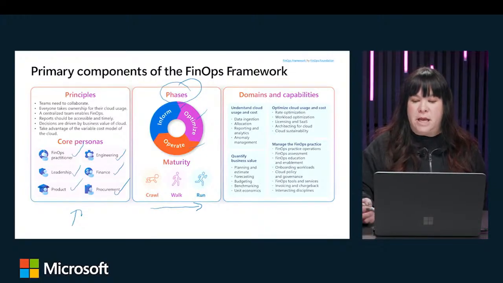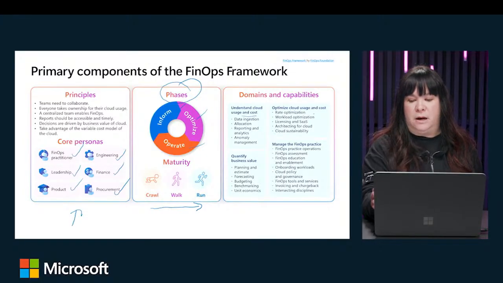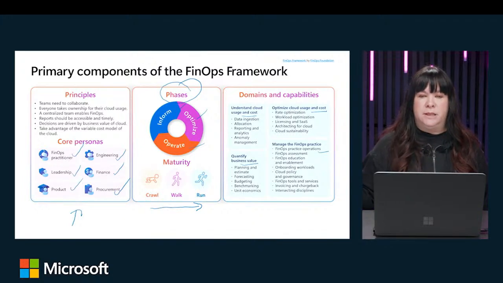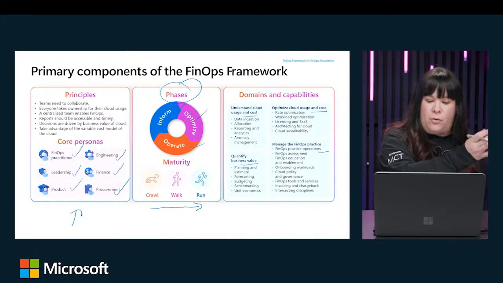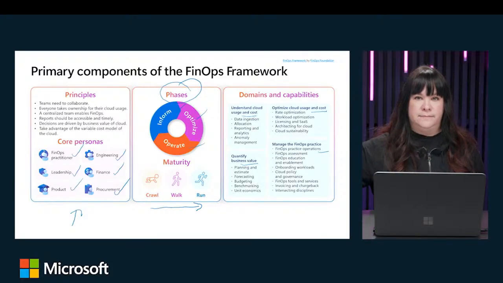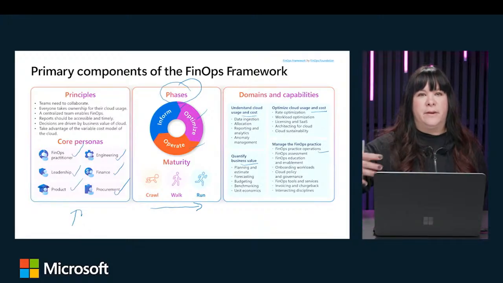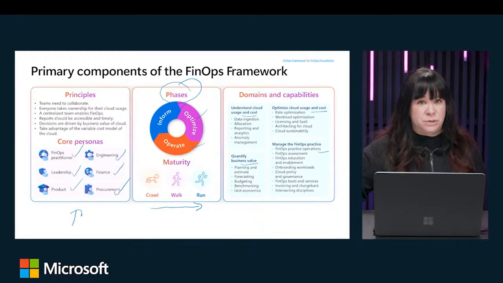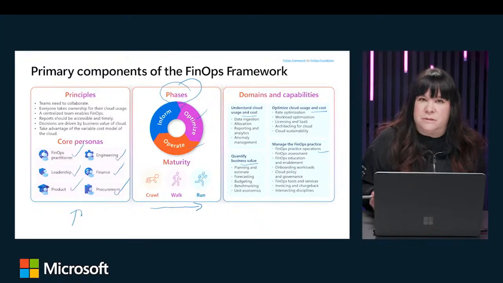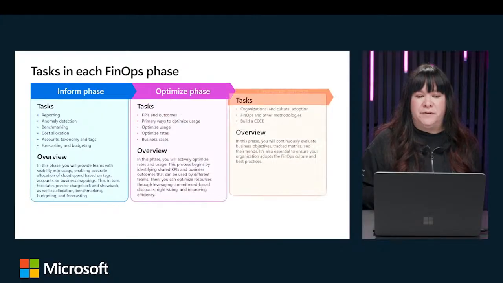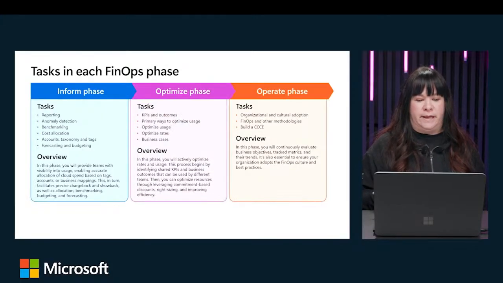Domains and capabilities. So understanding the cloud usage and costs, optimizing cloud usage and costs, managing those FinOps practices and quantifying those business values. When we think about all of this, it's really about starting from the beginning, so that crawl, walk, and run. And it can be quite overwhelming. So if you're working with our frameworks and putting them in when you need to, then it can get easier, right? As you grow. So the task in each FinOps phase is the inform phase, right?